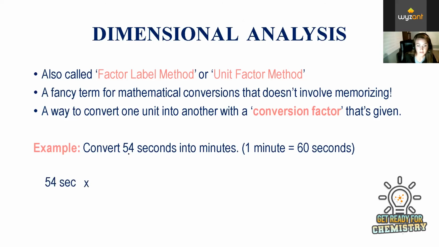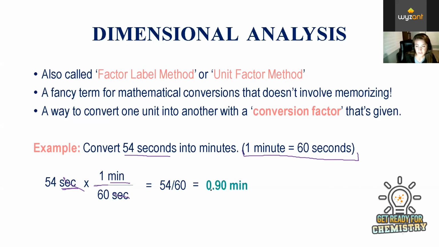So we start with the given, which is 54 seconds, and we always write the unit so that we know where to go from here. So the unit has to be used because we're going to draw out a fraction. So we say 54 seconds times, and then we draw a line here. And then we always write the unit that we start with on the bottom because we're trying to get rid of that unit and get to the next unit, which is minutes. And so here's where we write our conversion factor. So we put 1 minute at the top because we're trying to get to minutes, and we're trying to get rid of seconds. So 54 seconds times 1 over 60. And so really this is just 54 over 60, which equals 0.90 minutes.